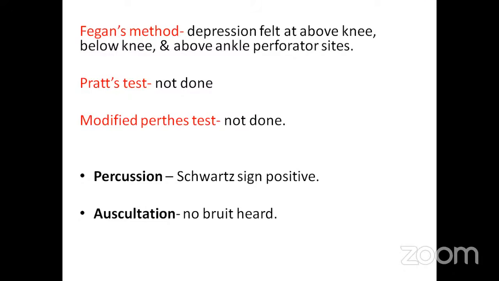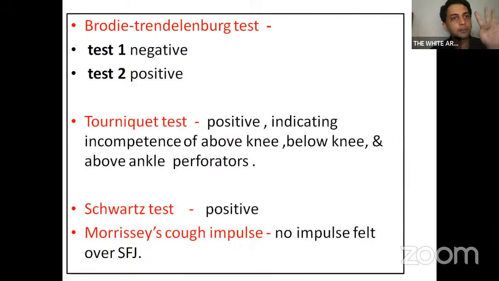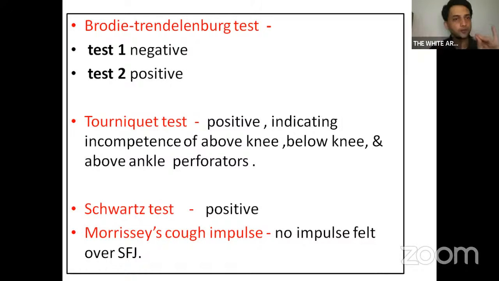Second comes the perforator incompetence. There are 4 tests. Tourniquet test, Trendelenburg test type 2, multiple tourniquet, Pratt's test, and then comes Fagan's test. There are 4 tests for perforator incompetence.